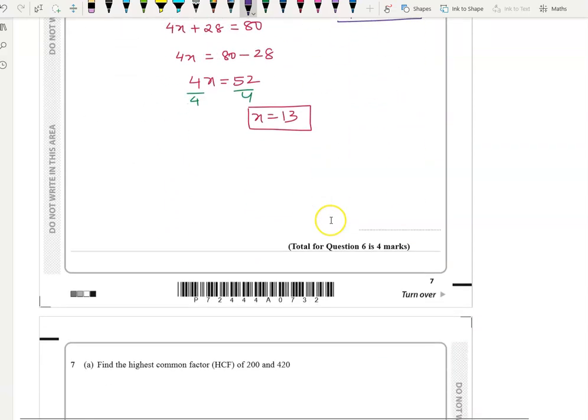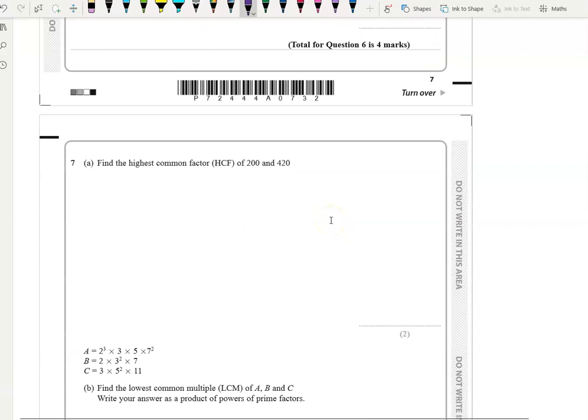Next question, number 7. Find the HCF of 200 and 420. Now this we can do in different ways. So let's try to do it using the product of primes. For 200, we need to express it as a product of primes, so we'll draw the factor tree.